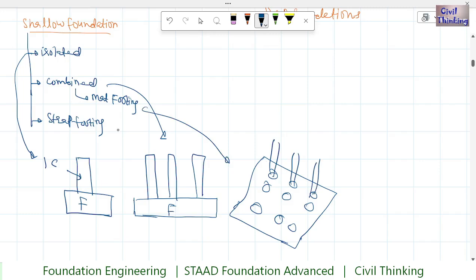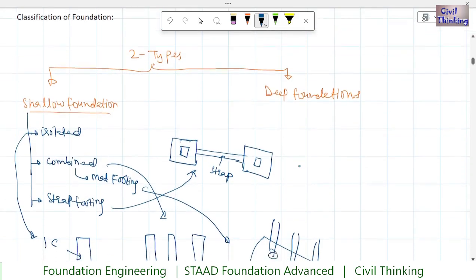And then we have strap footing. Strap footing is when we combine two individual isolated footings using a strap. A strap is kind of like a beam. So if this is one isolated footing and this is the other isolated footing, now when you combine them with the help of a strap, it becomes strap footing.